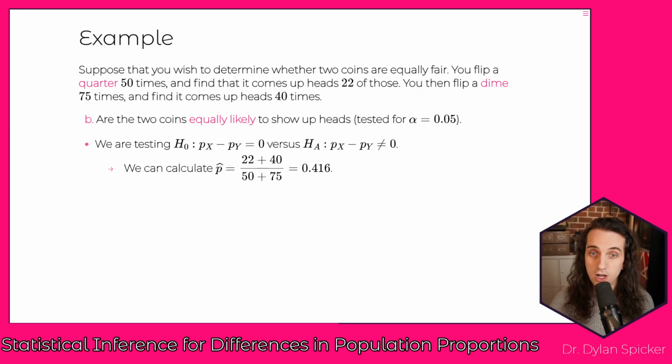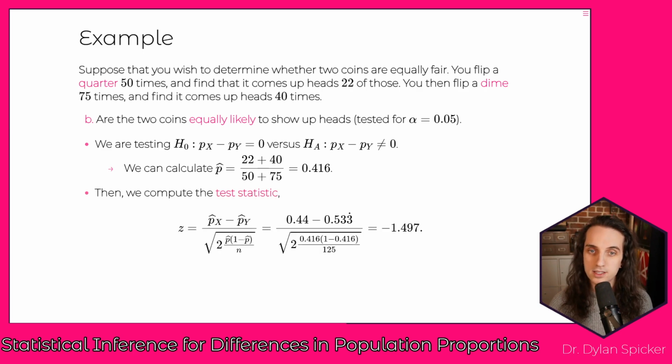So to test this null hypothesis, we get the common proportion as the number of successes for x, which we saw was 22, plus the number of successes for y, which we saw was 40, divided by the total number, so that's 50 plus 75. So that means that overall, we had 41.6% heads show up. Okay, so we get that. And then we can use our common test statistic here, right? The difference in our observed proportions, divided by the square root of 0.416 times 1 minus 0.416, times 1 over 50 plus 1 over 75.